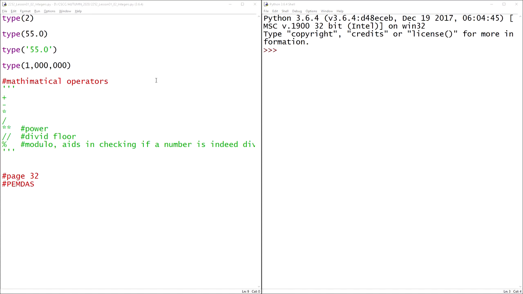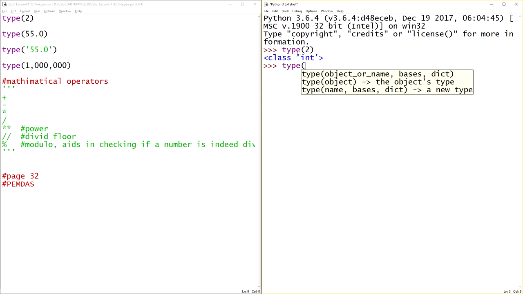All right, class, here we're going to touch on integers and some mathematical operators and order of operations. And I'm going to start off with the type command. We do a type on the integer of 2, hit enter. You see we get a class of int, which is integer.